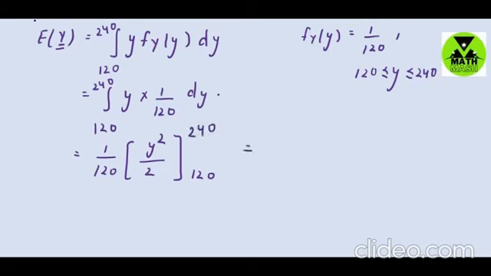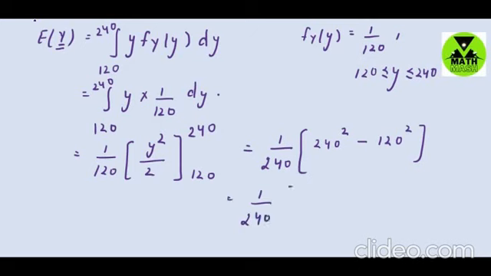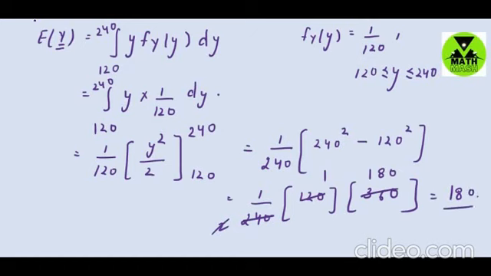Substitute y equals 240 and then 120. We can take this 2 outside, so this becomes 1/240. When we substitute, this becomes 240 squared minus 120 squared. Again we can apply the formula a squared minus b squared, which is a plus b times a minus b: a minus b is 120 and a plus b is 360. This equals 180. So the expected value of y is equal to 180.